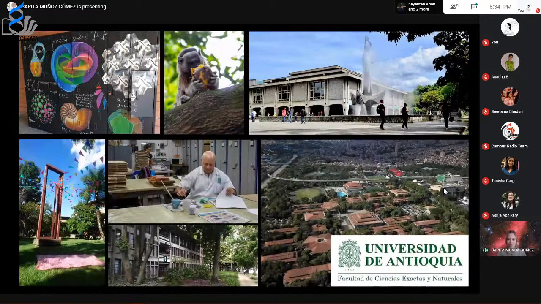As you heard before, I enrolled in the biology program at the University of Antioquia. This is the university. It is located in the second largest city in Colombia, which is Medellin. Here are a few pictures of the biology department. We have a lot of species there.